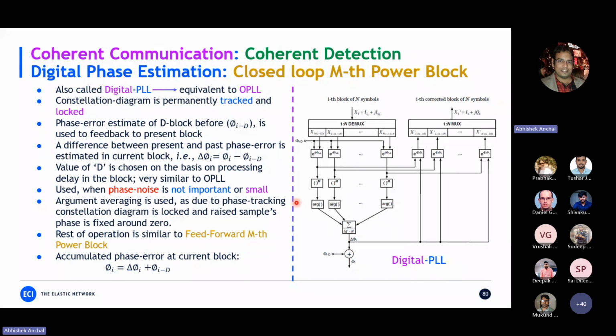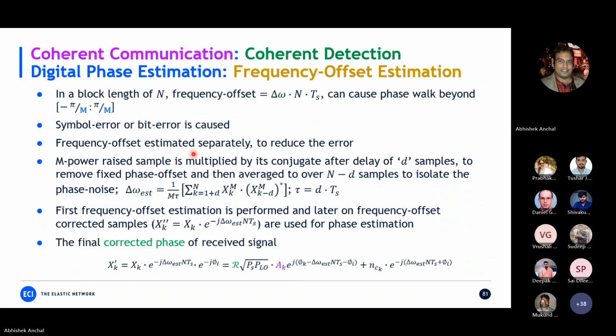Okay, this is another mechanism they use. I'm not going to discuss it here. It's basically the same thing. Instead of going feed forward, they go feed backward. They take the previous sample and try to estimate the phase from it, and then feed it to the next one, and they do the same process. It's just not feed forward. It's like feed backward, like a digital PLL in a sense. It's usually not used in general. Okay.